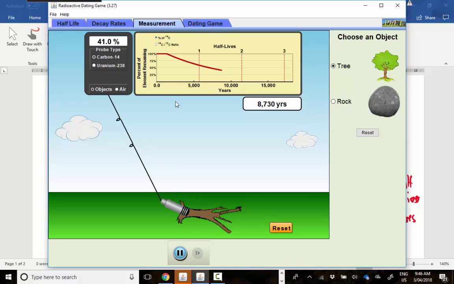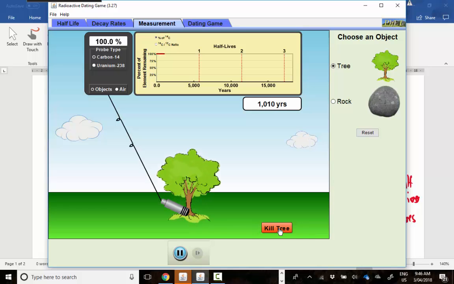We've got some measurements over here. This one's quite interesting. I'll just reset that so you can see the idea of this. This is looking at carbon dating. So we're planting a tree, right? The tree is growing, and after a certain number of years, that tree has died.